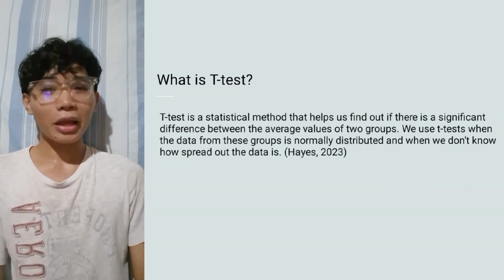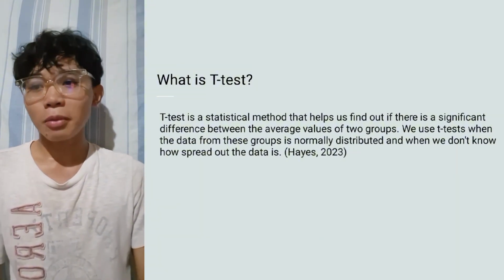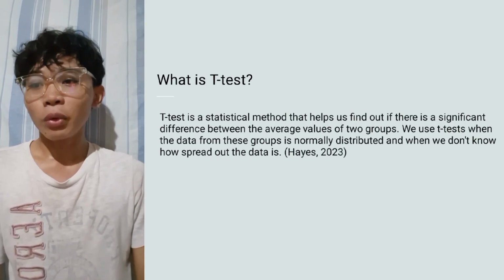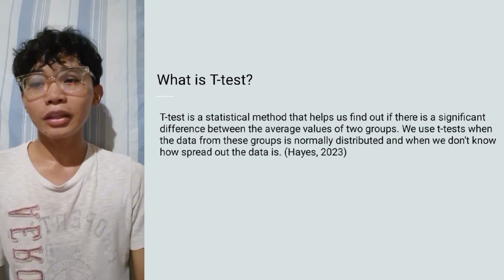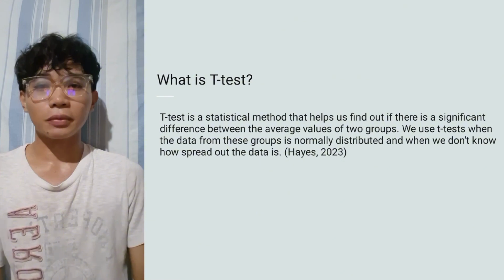A t-test is a statistical method that helps us find out if there is a significant difference between the average values of the two groups. We use t-tests when the data from these groups is normally distributed and when we don't know how spread out the data is.